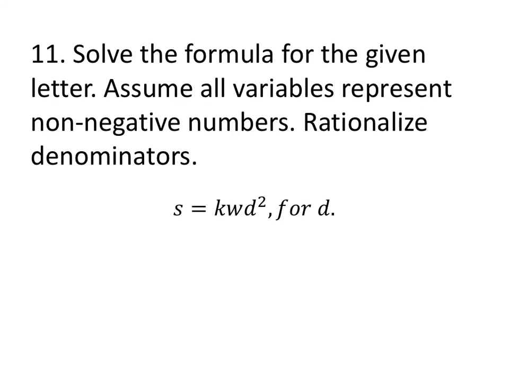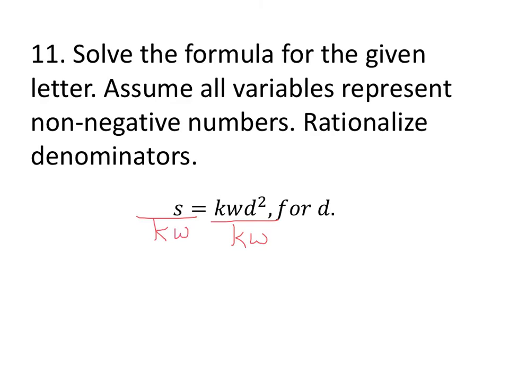This problem wants you to solve this formula for a given letter. And these are actually pretty easy problems if you are comfortable with your mathematical operations. So the letter we're solving for is D, and whenever we solve for something, we want to get it by itself on one side of the equation. So to get D by itself, first we're going to get D squared by itself, and we do that by dividing both sides by KW.